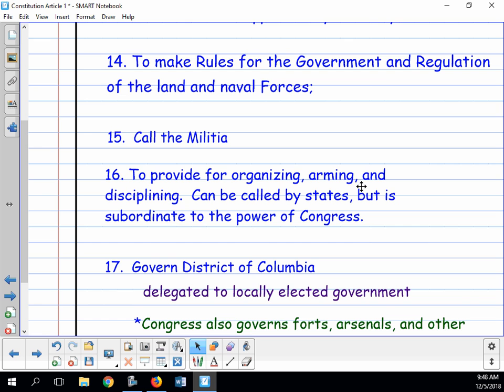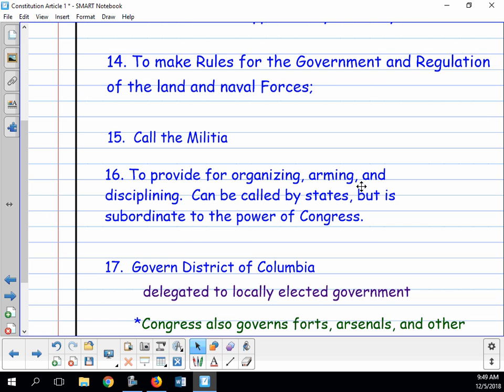Okay, 16, to provide for organizing, arming, and disciplining. This is the same thing for the military. The military can be called by states, but is subordinate to the power of Congress. So Congress is still in charge. They still control, although they can work with states to see that work is taken care of.